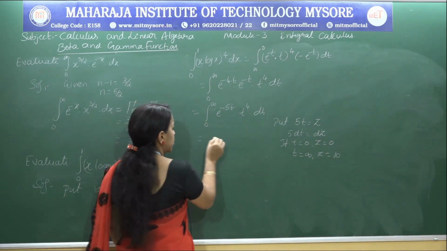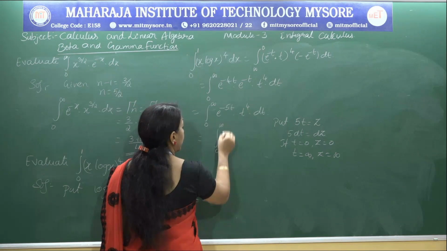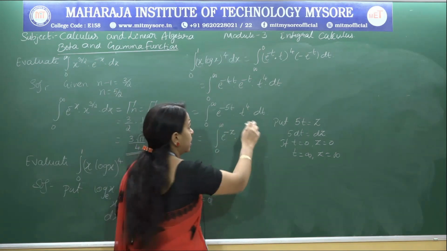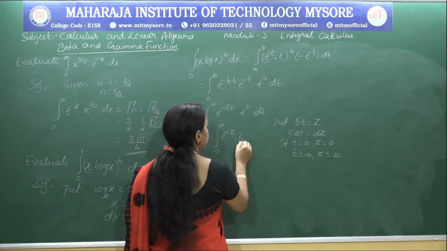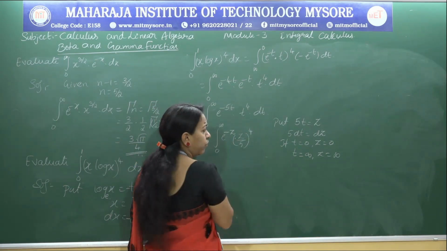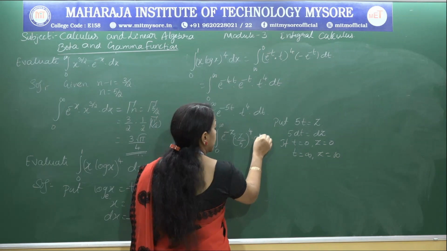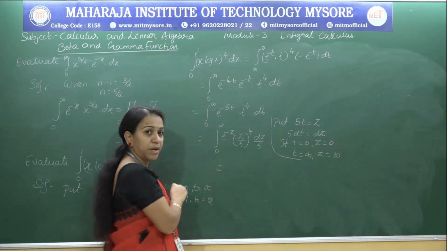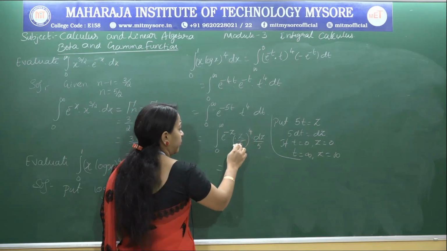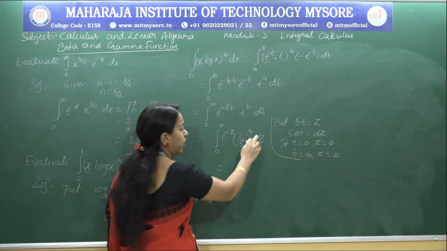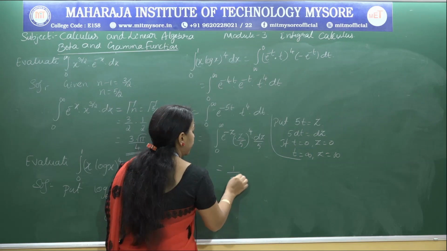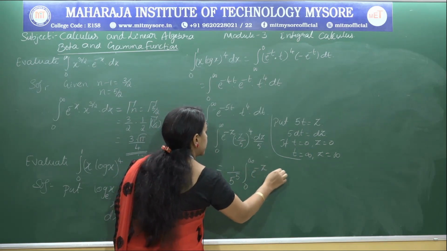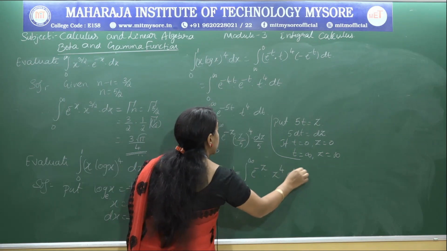So replace t in terms of z: the integral 0 to infinity of e to the power of minus z into (t is given by z by 5) whole to the power of 4 into (dt is dz by 5). Or it is nothing but (1 by 5) to the power of 4 into 1 by 5, which is 1 by 5 to the power of 5, times the integral 0 to infinity of e to the power of minus z into z to the power of 4 dz.